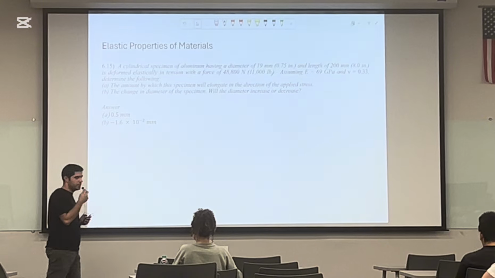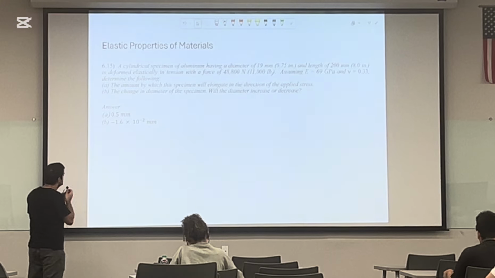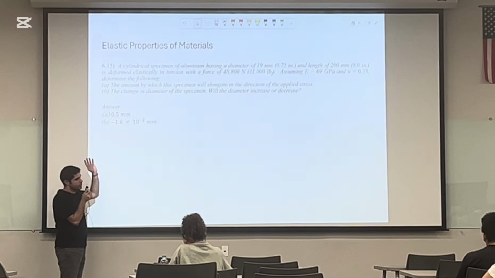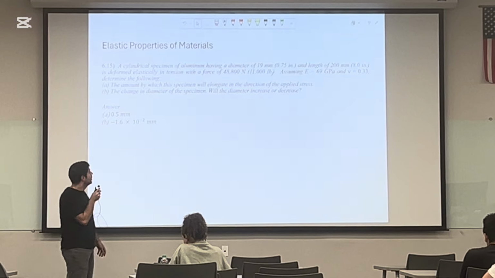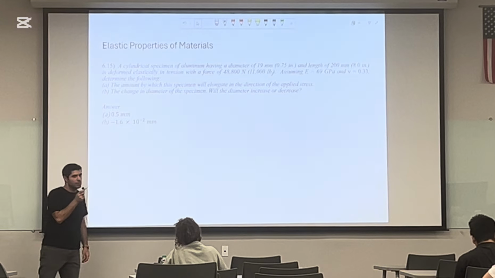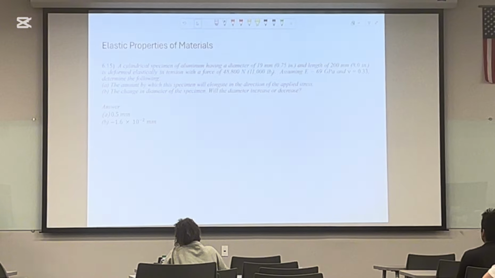It's basically the same thing, right? It's similar to previous questions, so just use Hooke's law to find the combination. So part B could be a little more tricky.